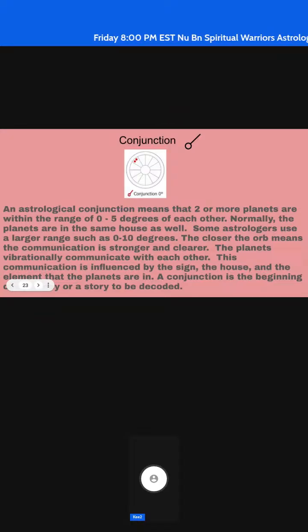The planets vibrationally communicate with each other. This communication is influenced by the sign, the house, and the element the planets are in. A conjunction is the beginning of the journey or a story to be decoded.